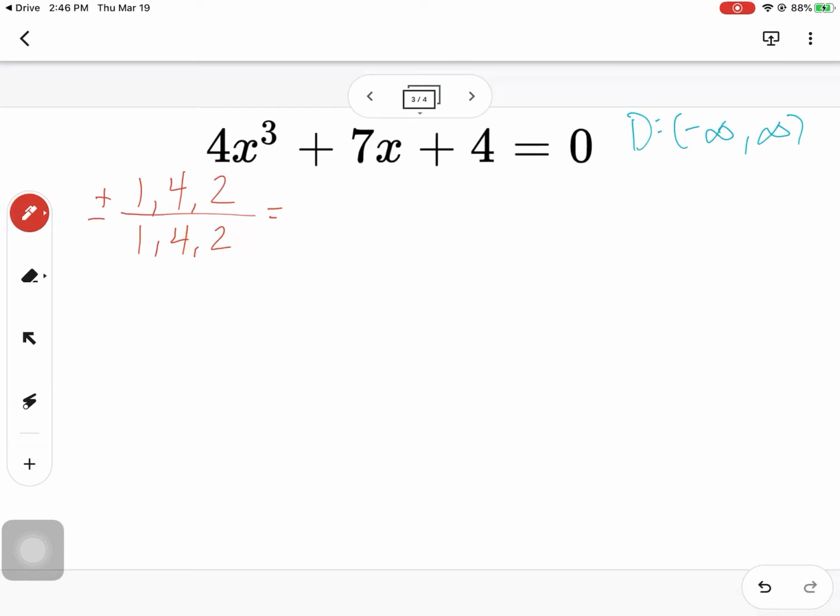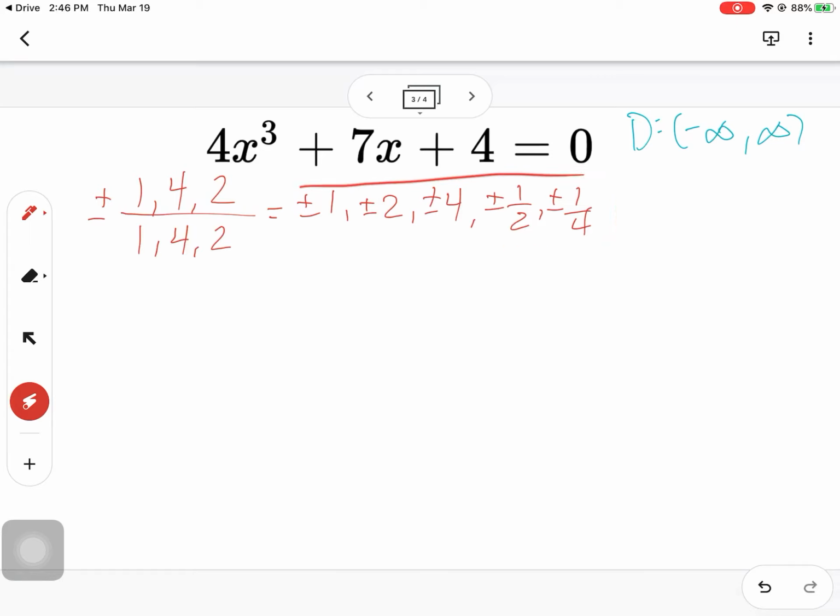And what you have to do is take every numerator and put it over each denominator. So if I put all of them over 1, it'd be plus or minus 1, plus or minus 2, plus or minus 4. If I put them all over the 2, I'm going to have plus or minus a half. If I do 2 over 2, that's just 1, and I already have that. If I do 4 over 2, that's just 2, and I already have it, so I don't need to write that. And then I'm going to put them all over the 4. So 1 over 4. 4 over 4 is just 1, and so I don't need to write anything else because I already have it. 2 over 4 is a half, and I already have it. So these are my total possible zeros. There's 10 total options there.